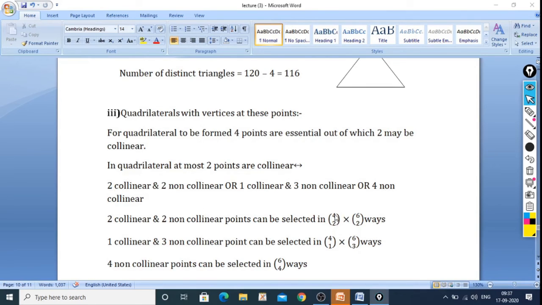So we have 4 collinear points, from which we are selecting 2. Now we have 10 points, out of which 4 are collinear, so the remaining 6 are non-collinear. So 4C2 into 6C2 ways. Now the second case is 1 collinear and 3 non-collinear points, which can be selected in 4C1 into 6C3 ways.